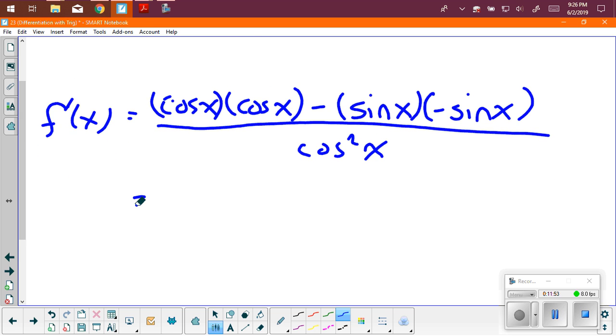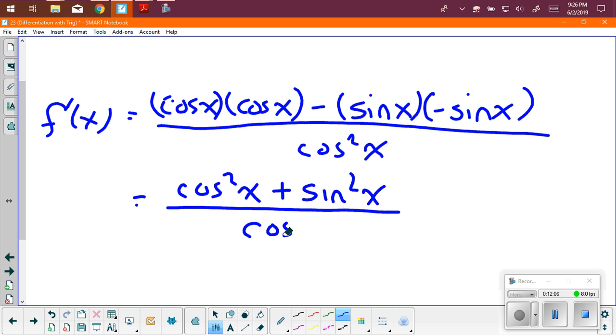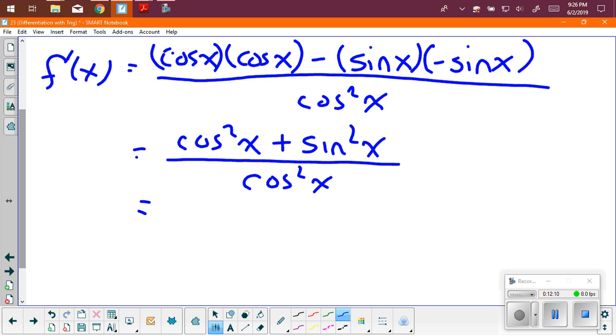Okay, let's do some tidying. In the top, I have cos squared x. I have a negative and a negative sign inside, so that's plus. Sine times sine is sine squared x, and that's over cos squared x. Now, hopefully, I can hear you jumping up and down because there's another little identity in there. The numerator, cos squared plus sine squared, well, that's really just 1. So that's 1 over cos squared x.